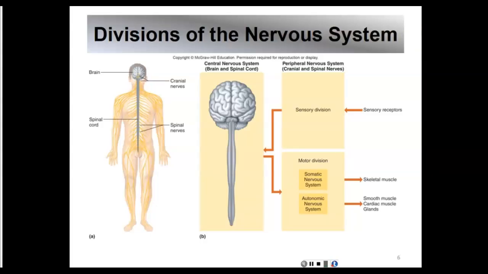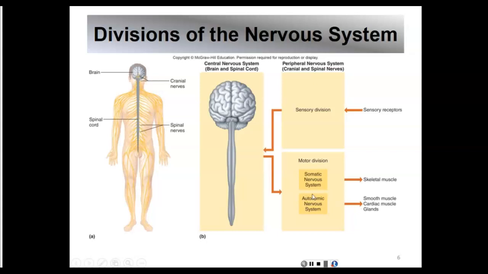The division of the nervous system with our central nervous system can be the brain and the spinal cord. And then peripherally, we have the sensory division and a motor division. Sensory division sends information to the brain and spinal cord. Motor division is bringing a response from the brain and the spinal cord back out to muscles or glands.